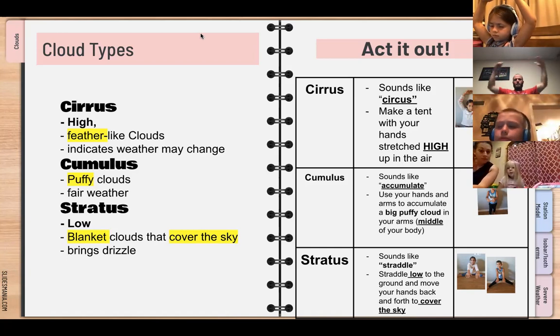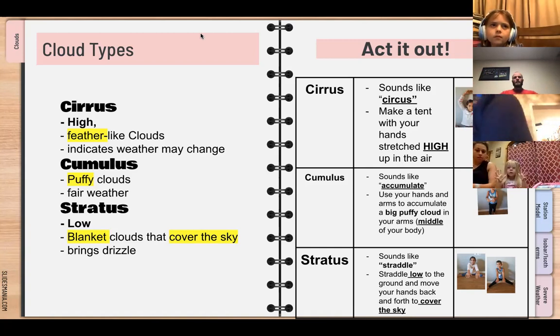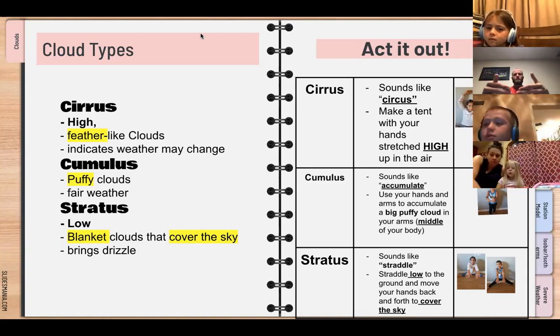The second type of cloud we talked about was a cumulus cloud. The word cumulus sounds like accumulate, or when you gather things up. So now we're going to take our hands and accumulate or gather up those big puffy clouds. We're going to do that right in the middle of our body, because cumulus clouds can sometimes be in the middle of the sky. So go ahead and take all those clouds right in the middle of your body and bring them together.